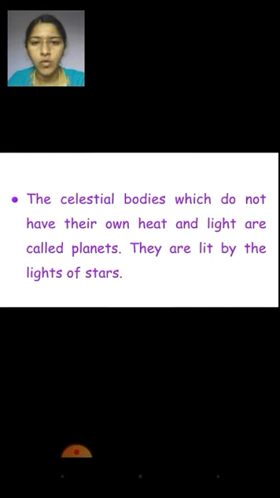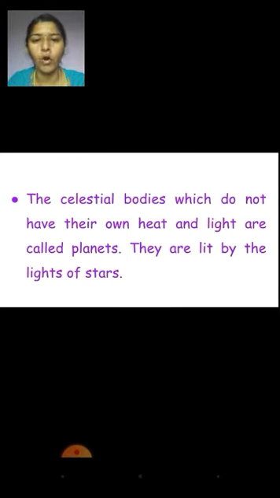They are lit by the lights of stars, right? So the planets don't have heat and light of their own. For example, as you see on our Earth, it is getting the light and heat from the Sun. So they are called planets. They are lit by the lights of stars.